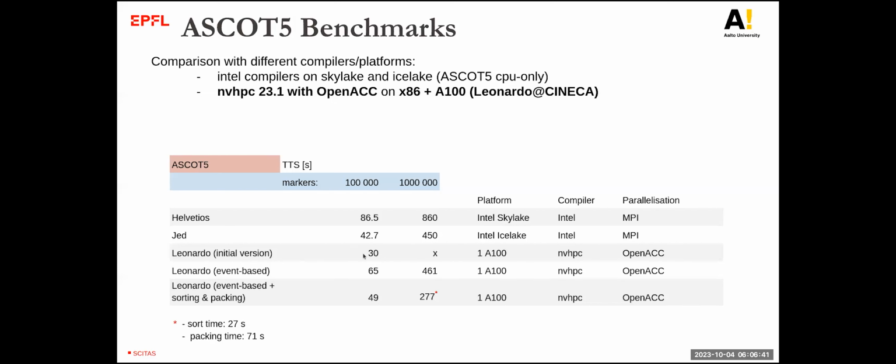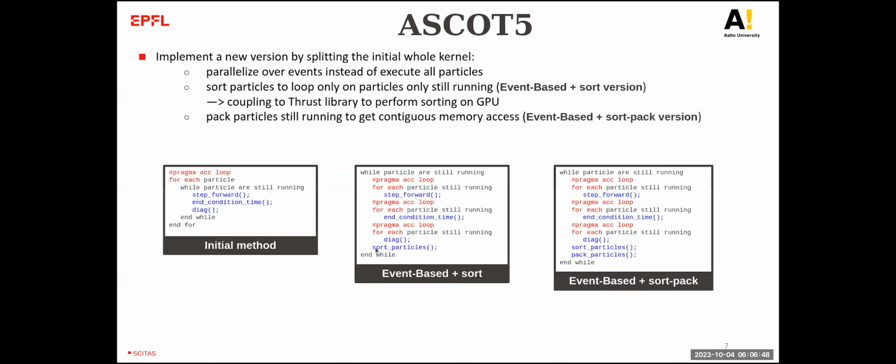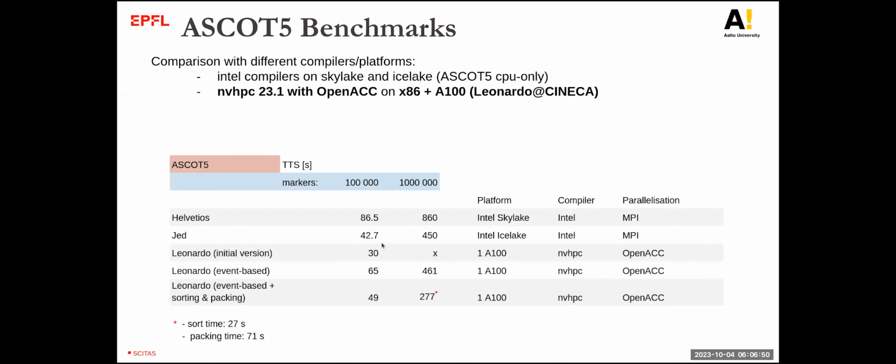just with a parallel loop, we weren't actually able to run with 1 million particles. It just didn't work. Sorry. But it does work with 100,000 particles, and it takes about 30 seconds. When we added the event-based routine, so that things are grouped by event, then we were able to run with 1 million particles, but we have a slowdown for 100,000 particles of a factor 2, which is quite a lot.